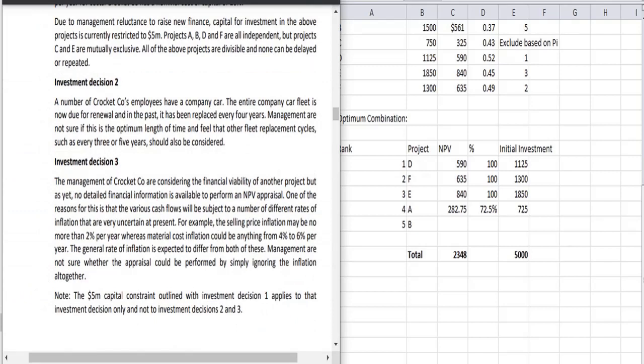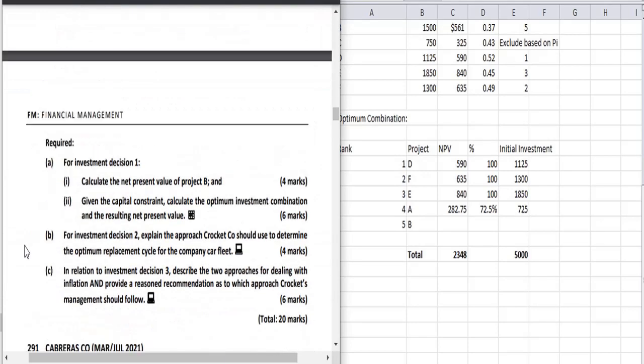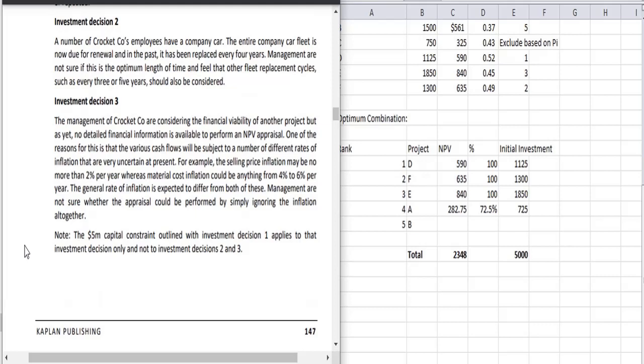Okay. So for investment decision 3, the question has told to explain the method to deal with the inflations. So let's read it out first. Management of the Crocket company are considering the financial viability of another project, but as yet no detailed financial information is available to perform the NPV appraisal. One of the reasons for this is that various cash flows will be subject to a number of different rates of inflation that are very uncertain at present.